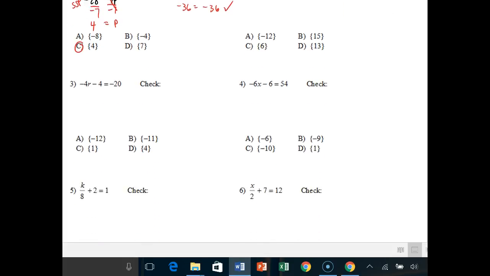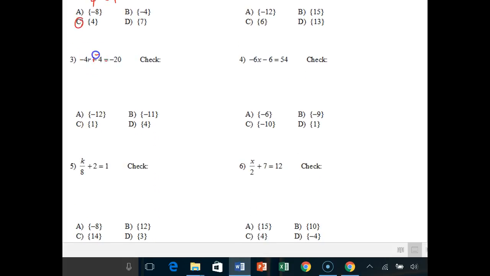All right. Number 3, plus and negative. Go ahead and draw your Tetris. We're going to add 4 to both sides. Those cancel out. Drop down negative 4R equals negative 20 plus 4. That's a DSSM. Different sign, subtract. So 20 minus 4 is 16, but there are more negatives. So negative 16. We divide by negative 4. Again, that's an SSP. SSP, we get R is equal to positive 4.